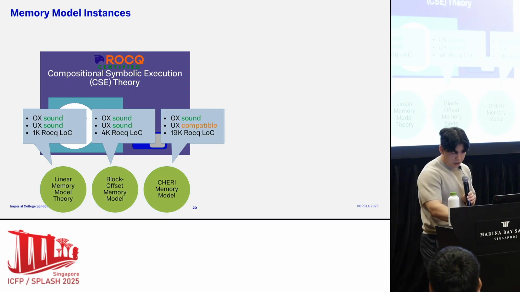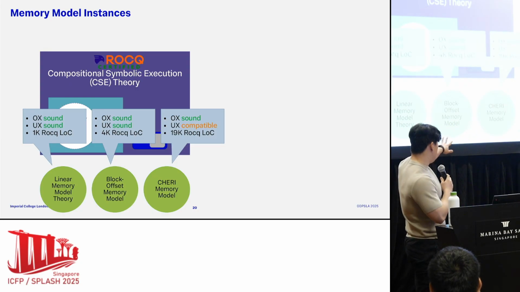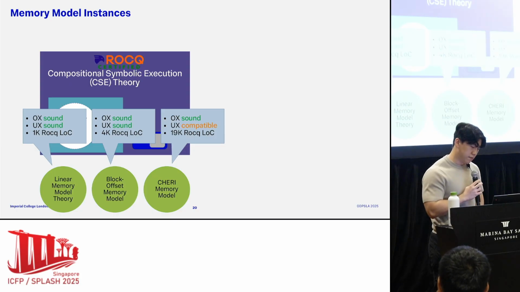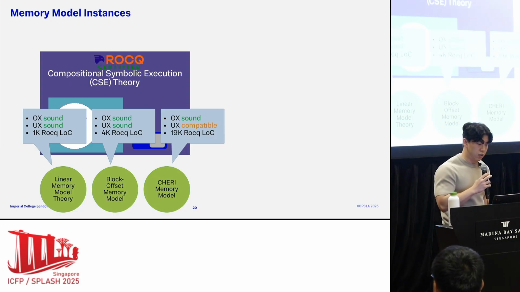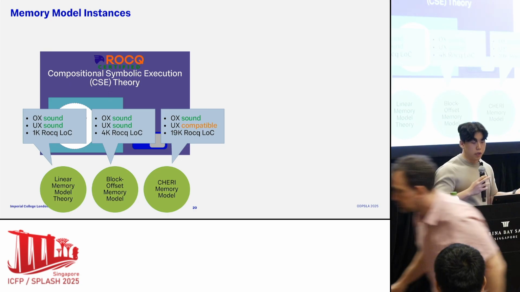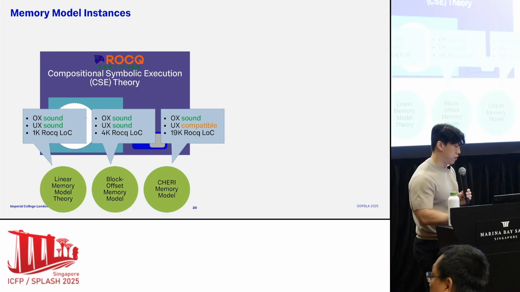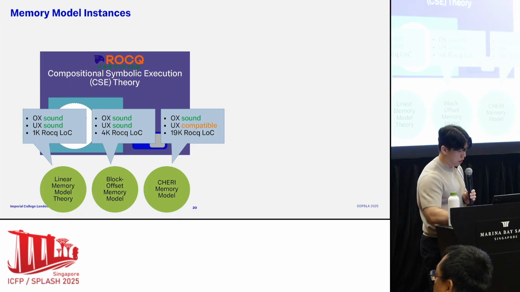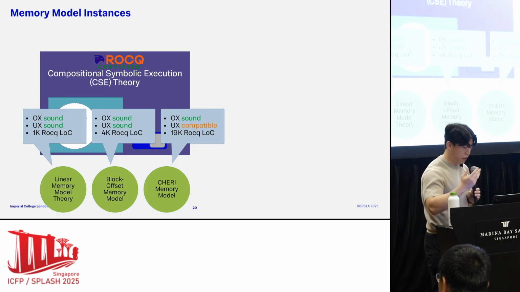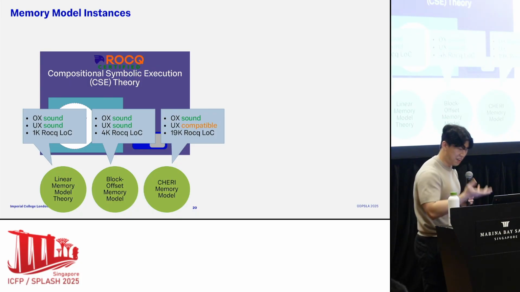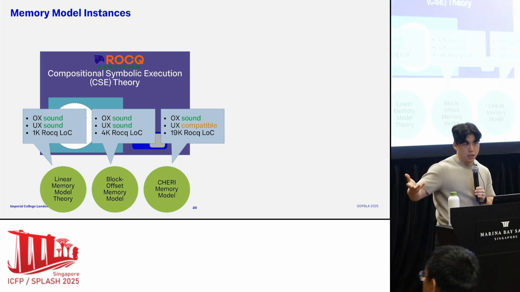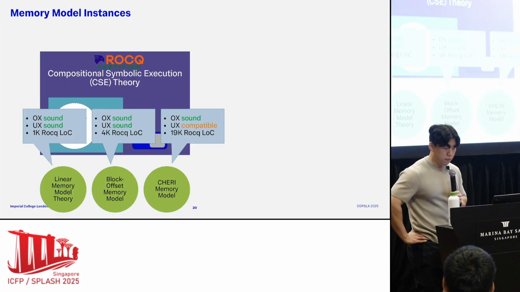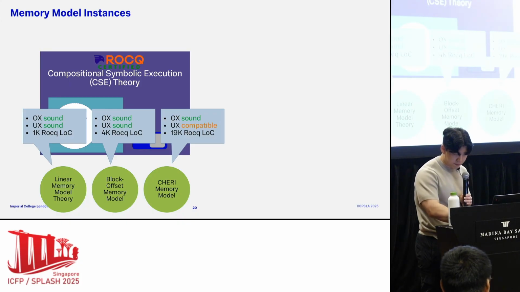But perhaps it's worth pointing out that there's a more substantial one called the Cherry memory model. For this one, we proved it to be OX sound, but we're still working on the proof behind the UX soundness. But you can see even just proving the OX case takes about 19,000 lines of code, which is a big effort. But really, the point is to show that our CSE theory is capable of instantiating more serious memory models.